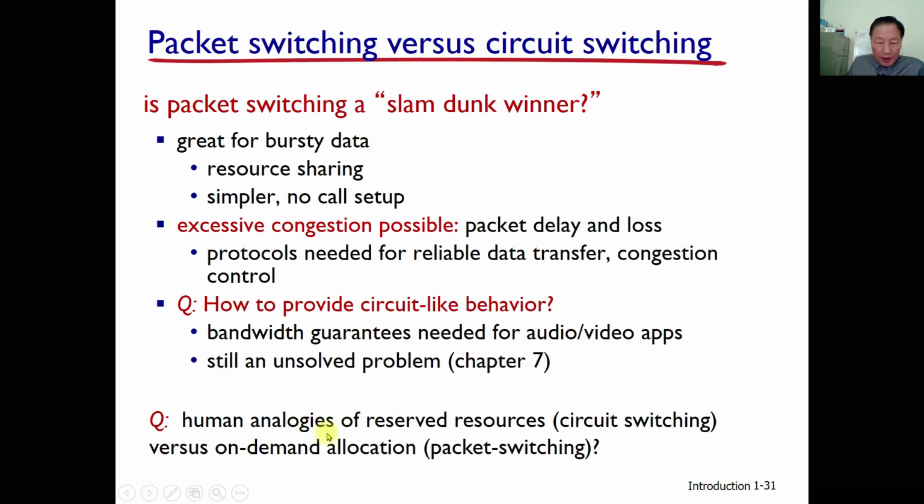Here, human analogies of reserved resources, circuit switching, versus on-demand allocation, packet switching. As I explained already, if we are reserving some resource, then that is similar to circuit switching. If we are sharing with others and using it based on demand, that is called on-demand allocation, and that is similar to packet switching.